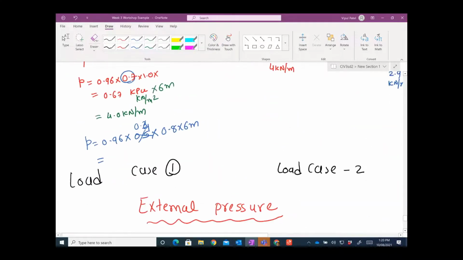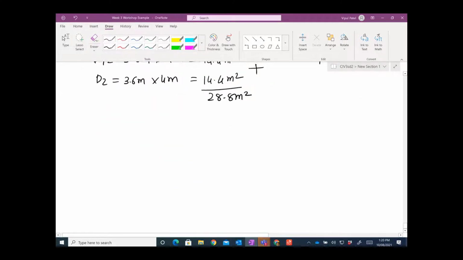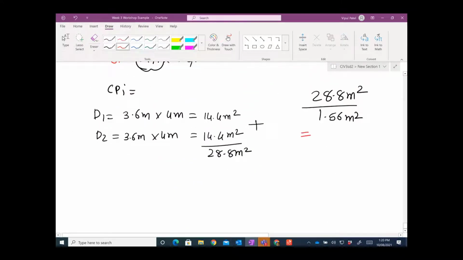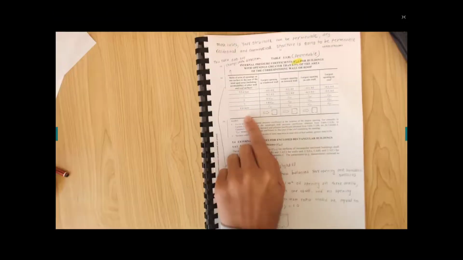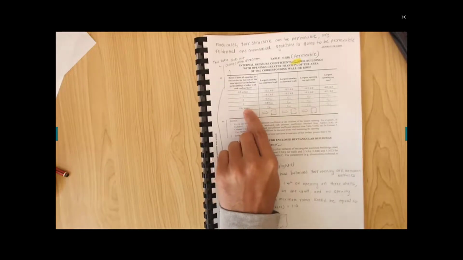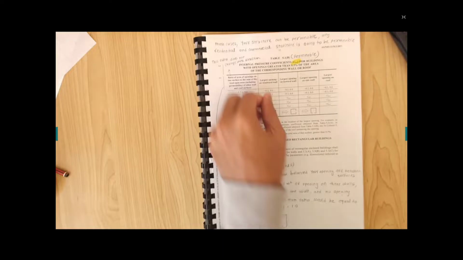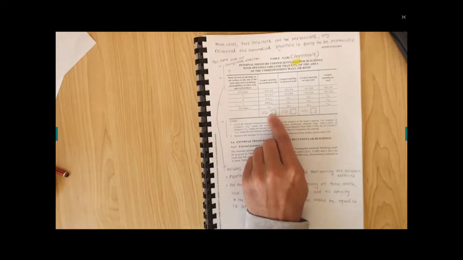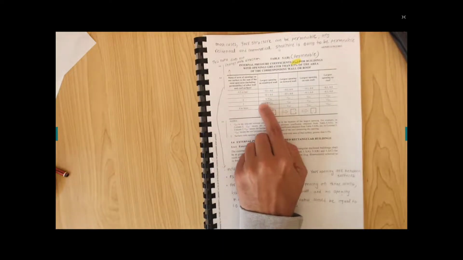So that's where are we now? Okay, 28 over 1.56, so you will get 18.5, which is, you come back here on these tables. So you come back here, then area of opening 6 or more. So in that case, we need to use this row, and our largest opening on windward walls. Yes, we have largest opening on windward wall. So you need to take CPI equal to CPE for windward wall. You got the point?